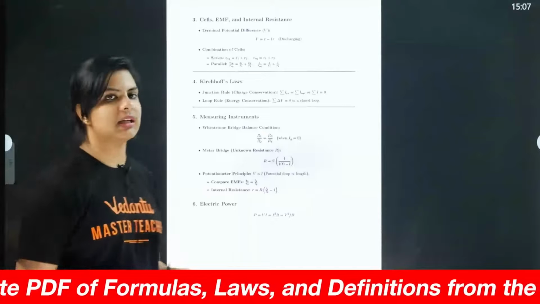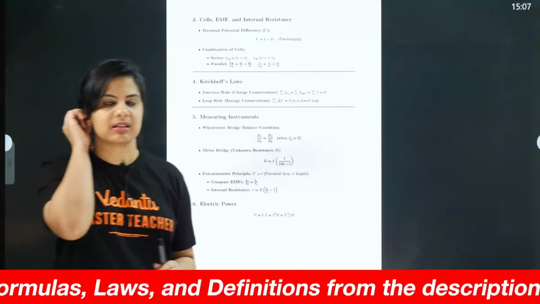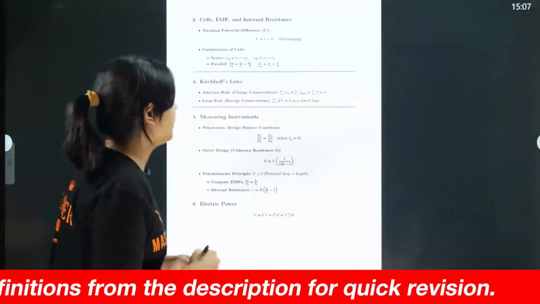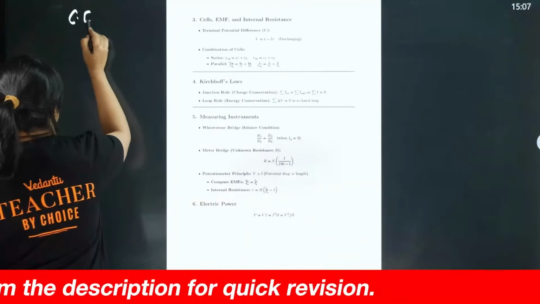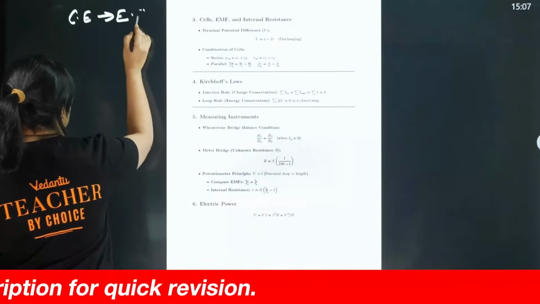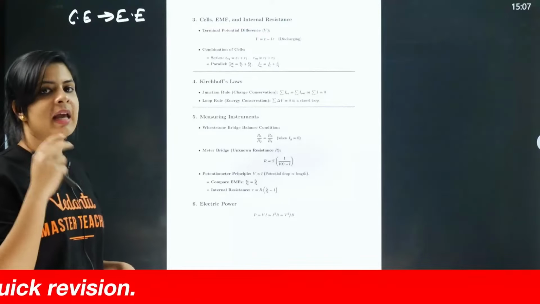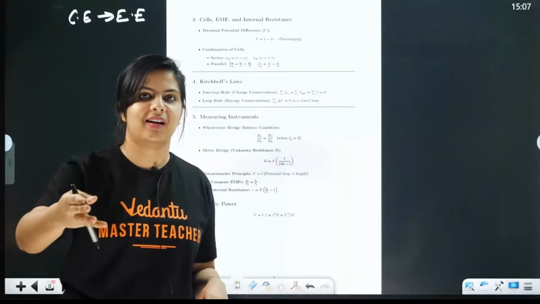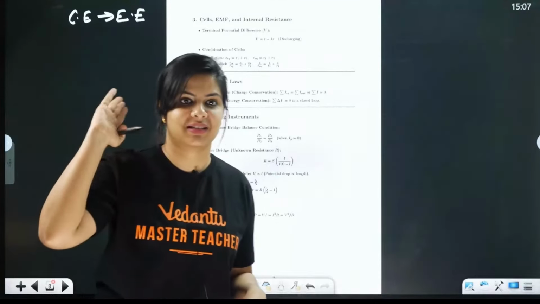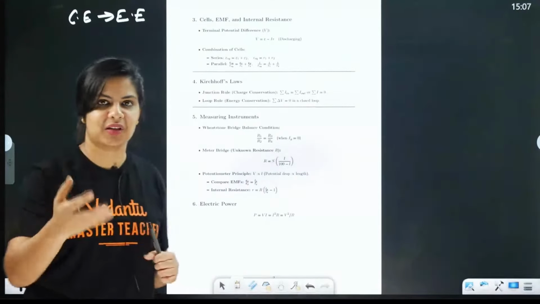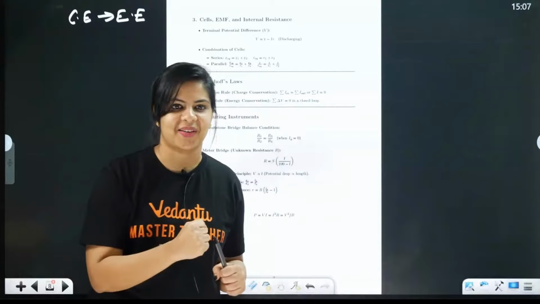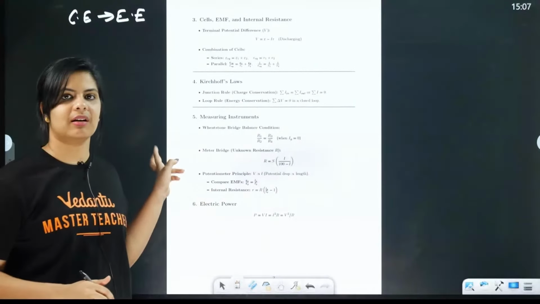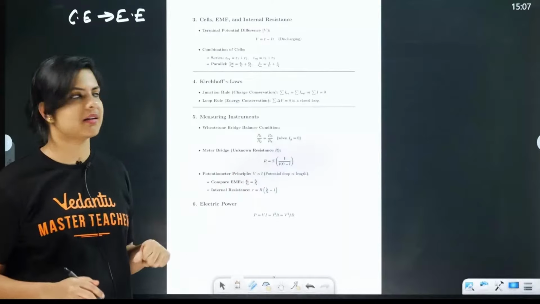Next one, cells, EMF and internal resistance. A cell, as we now know, is a device which converts chemical energy to electrical energy. You know this better, as you are studying it in the chemistry chapter. So a cell is the device used to convert chemical energy to electrical energy.